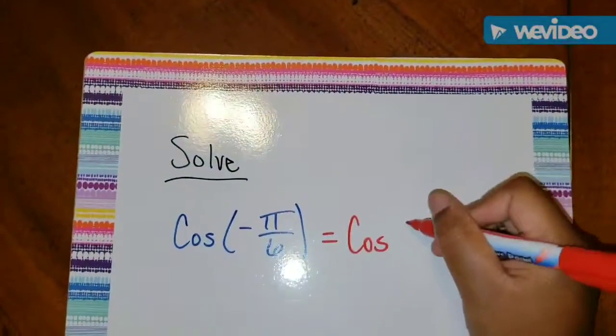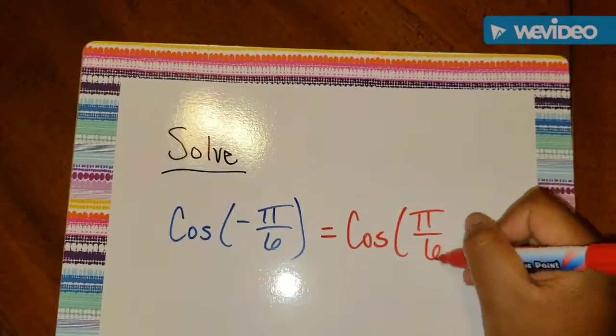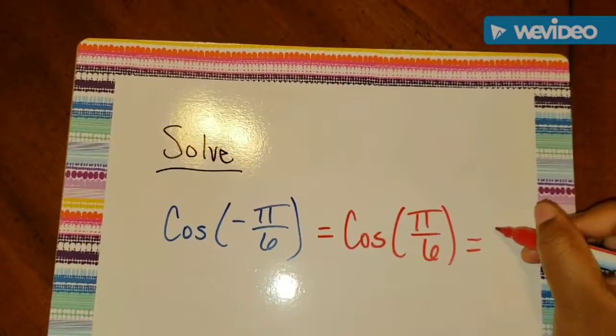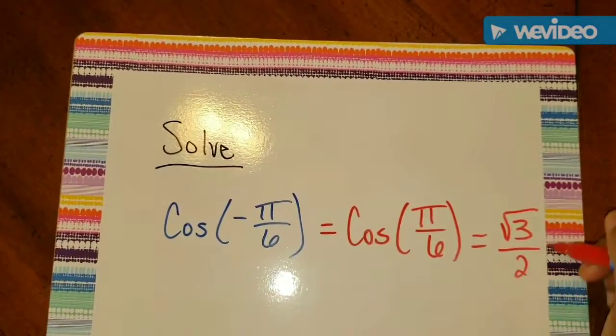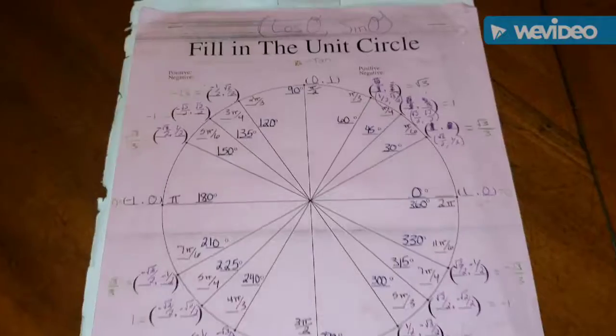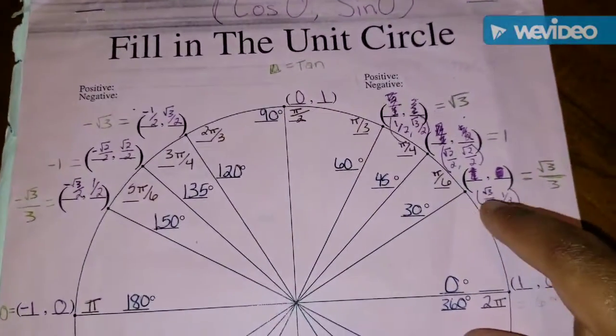So cosine negative pi over 6 equals positive cosine pi over 6 according to our identities, or radical 3 over 2. And we're just going to go to our unit circle to check that once again.